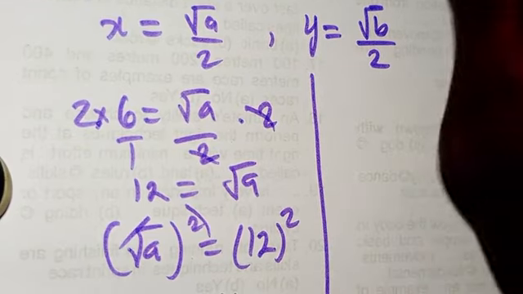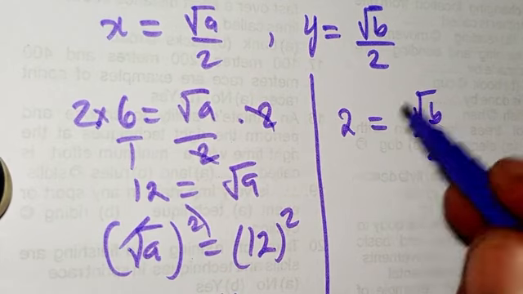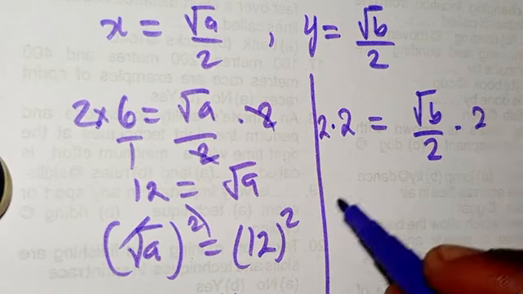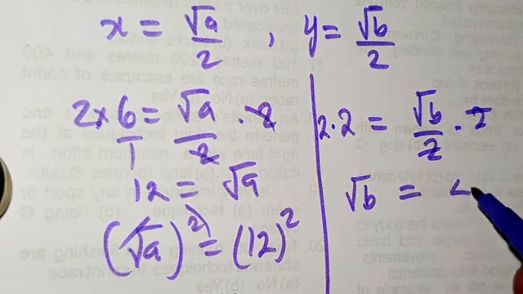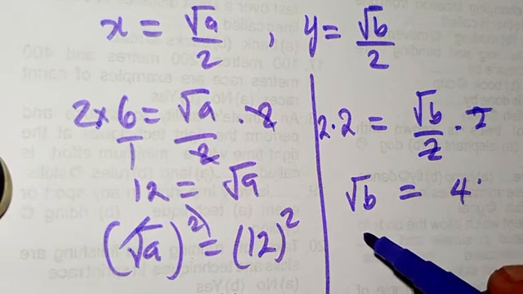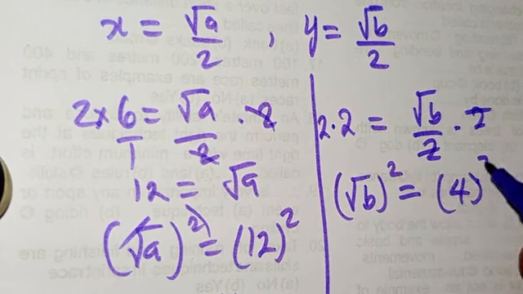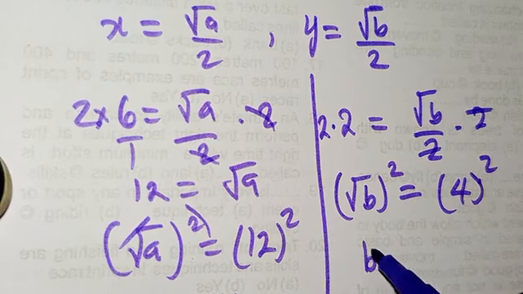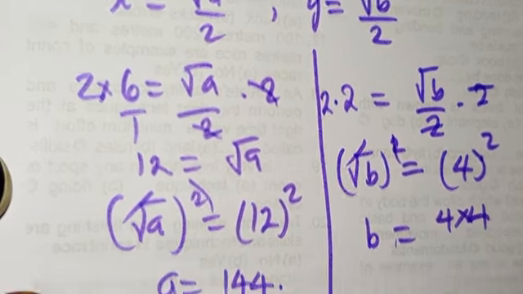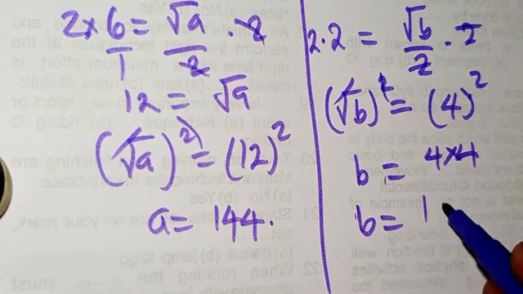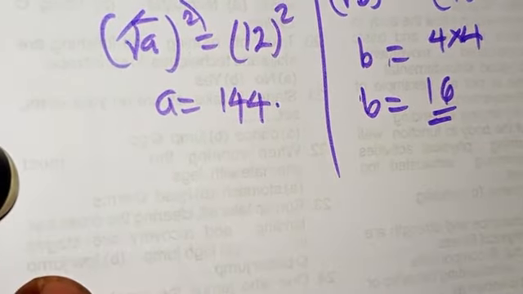Then we do the same thing to this place. We have already gotten y to be 2. y equals 2 root b over 2. Then here we multiply both sides by 2. So this is going to be root b, because this and this we cancel, equals 2 times 2, we have 4. Then you square both sides. To get rid of this square root, you're going to have b equals 4 raised to power 2, which is 4 times 4. Then we have b to be equals 16. So we have a to be 144 and b to be 16.